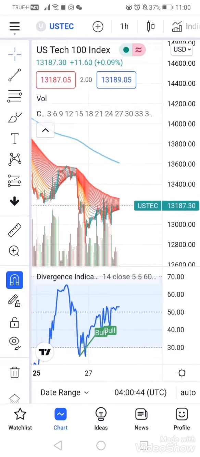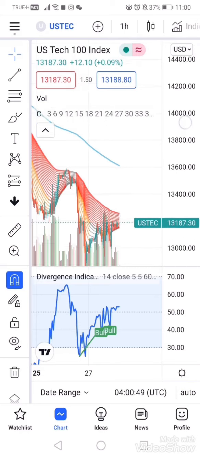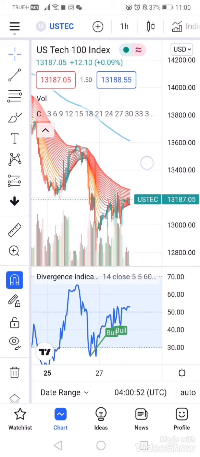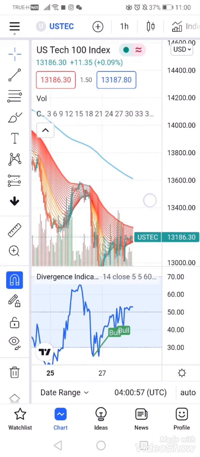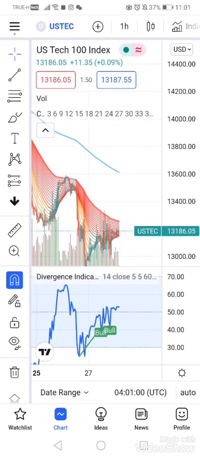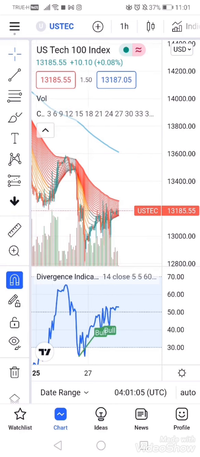Okay, US tech, the US tech stocks index, the top 100 stocks, has been having a lot of negative correlation with the US dollar index as well. So when the US dollar index goes up, this goes down. But when we see them going in the same direction simultaneously, then I think something is going to happen.